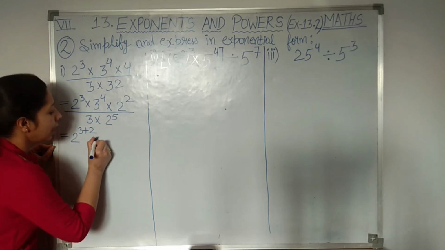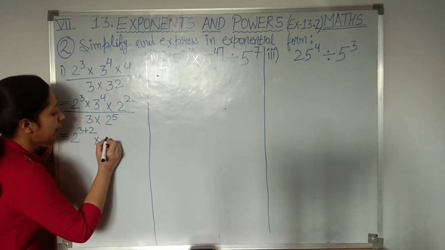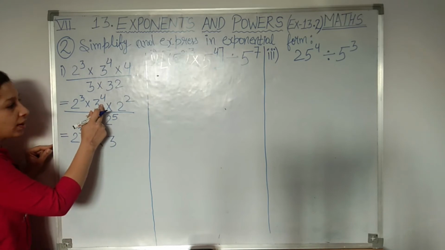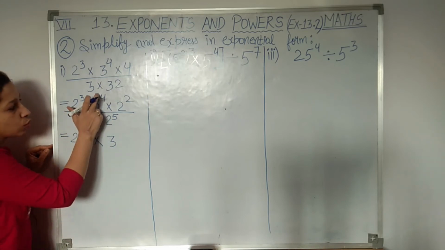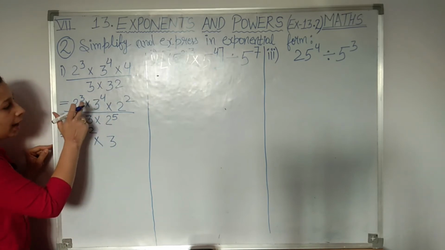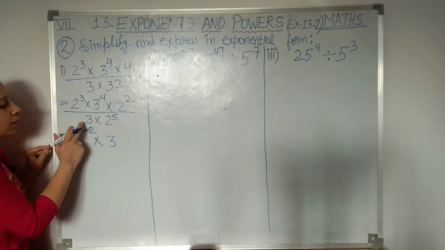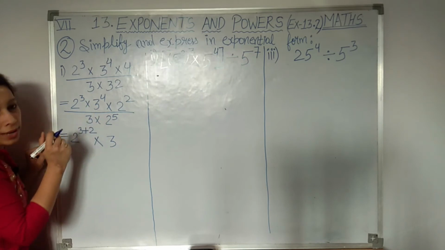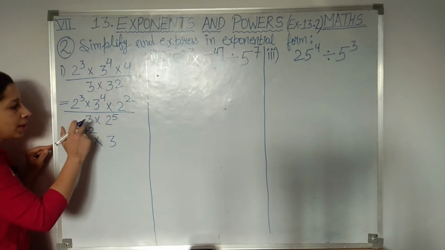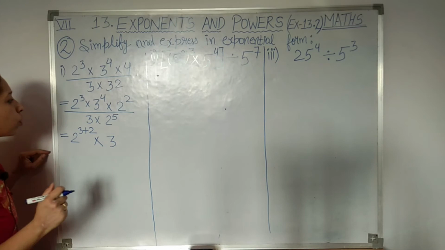Okay, then again I will put into, then what is left here? 3 left. Students, here you can see 3 raised to the power 4 divided by 3. Again I can see it like this, a raised to the power m divided by a raised to the power n. Isn't it? Both are in division and bases are same. So what we can do?